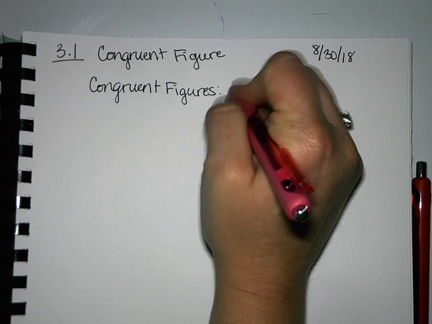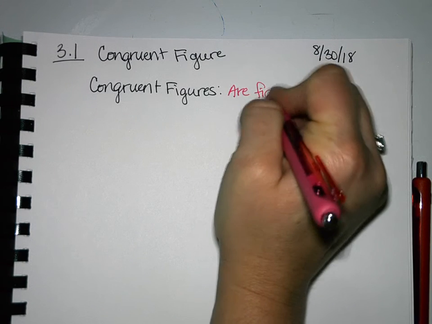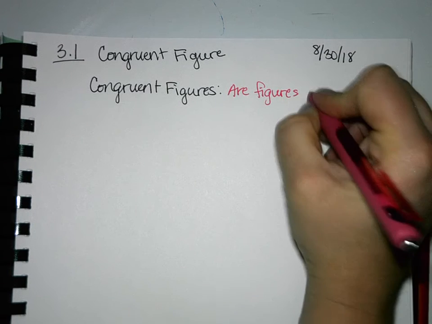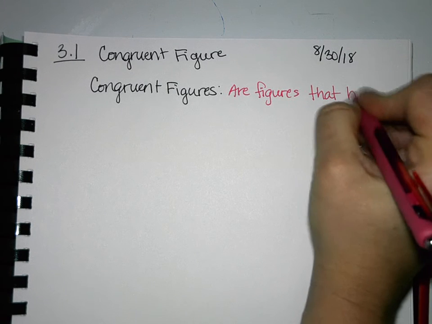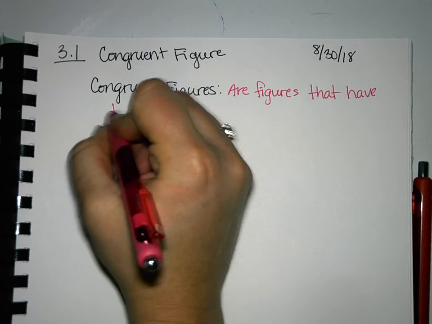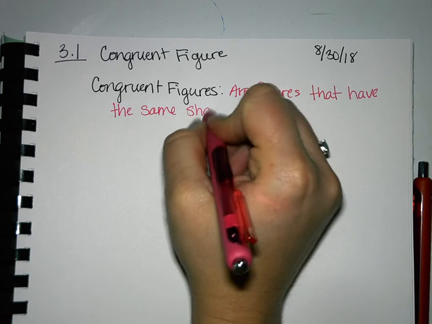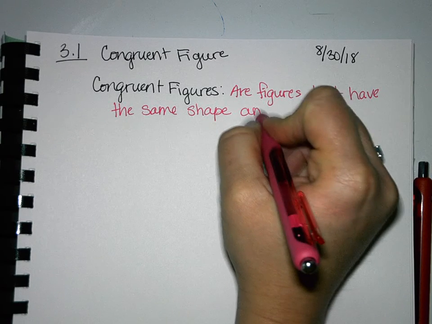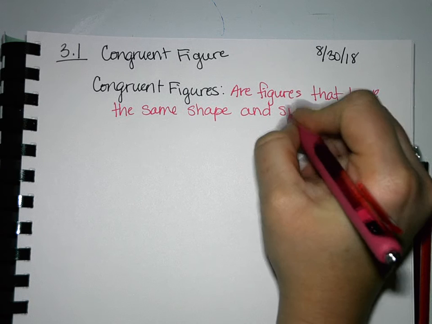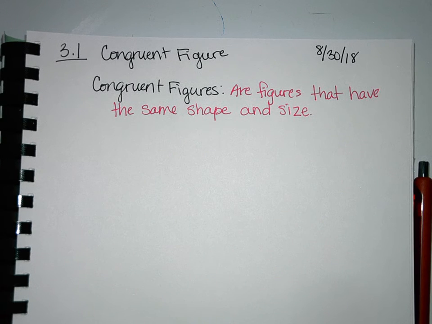Congruent figures are figures that have the same shape and size. Okay, so if we can have two triangles, but they might not always have the same shape and size. So to be congruent, they have to have the same shape and size.